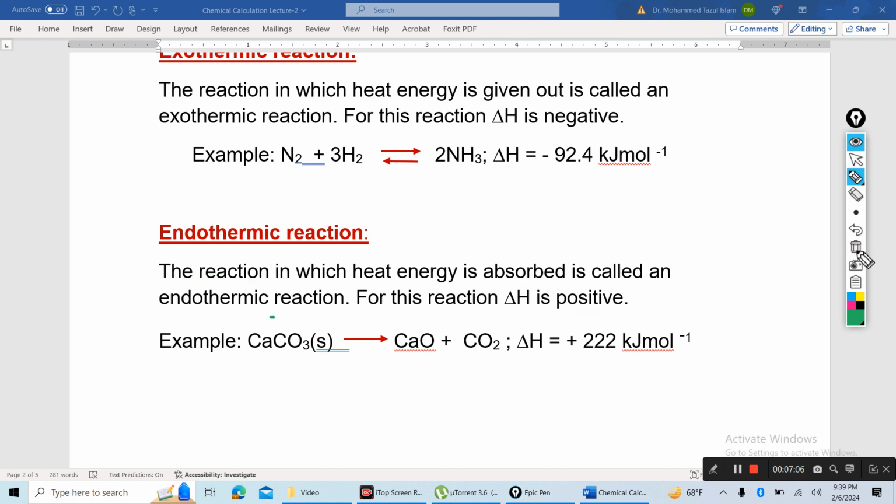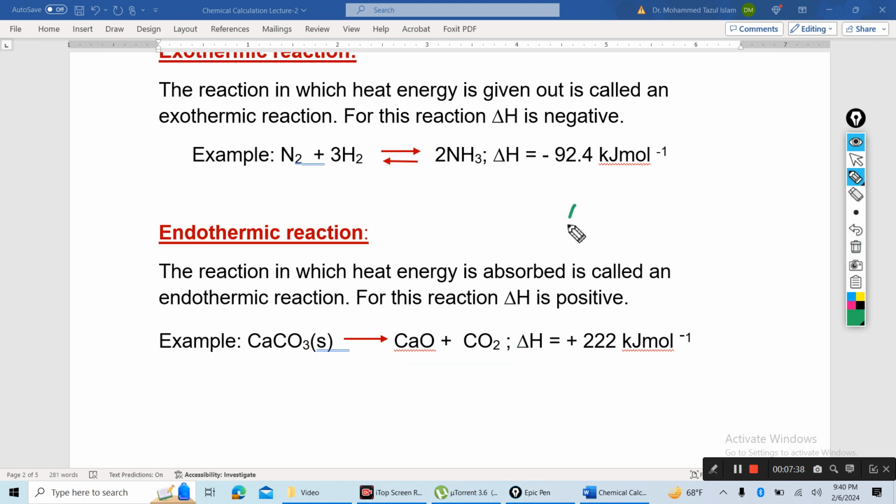So when you take calcium carbonate, if you supply heat, this breaks down to produce calcium oxide and carbon dioxide. For this reaction, 222 kilojoule energy is needed. So as delta H value is positive, this reaction is known as endothermic reaction.